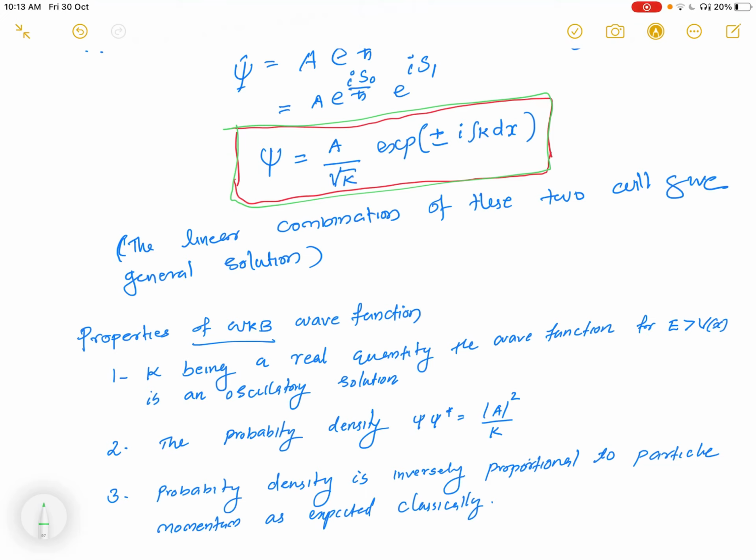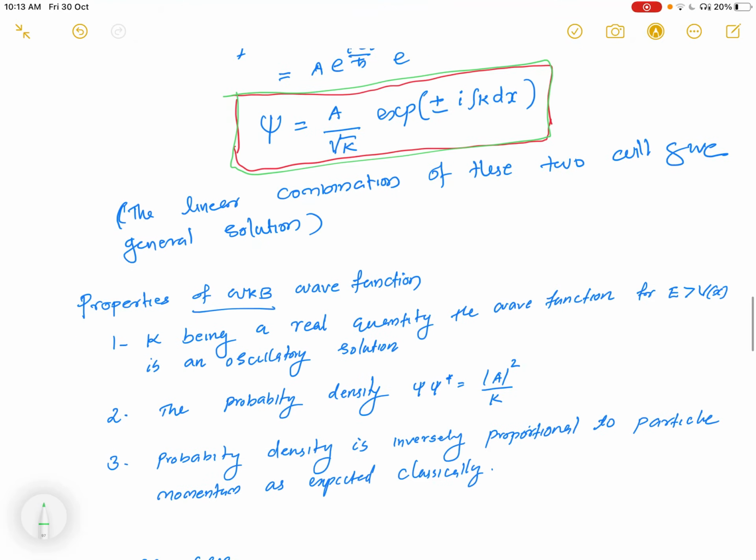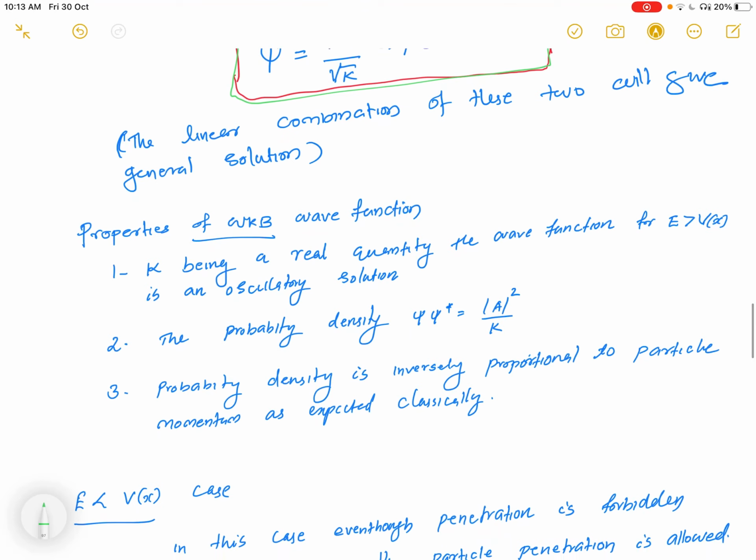The probability density psi star psi, I can find as A by k square, and the probability density is inversely proportional to particle momentum, as expected classically. Classically also, the same result we are expecting.